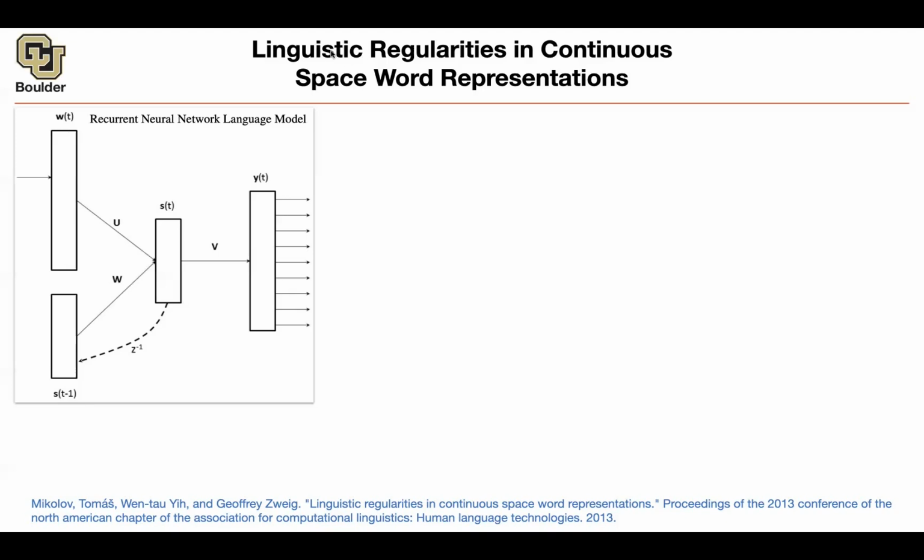Exactly. So for linguistic, it is 1. For regularity, it is 2. For in, it is 3. For continuous, it is 4. This T here. And then you are always predicting the next word. Given the past, what is the future? And that is actually what is called a language model. And then it's recurrent because you're carrying your history with you.